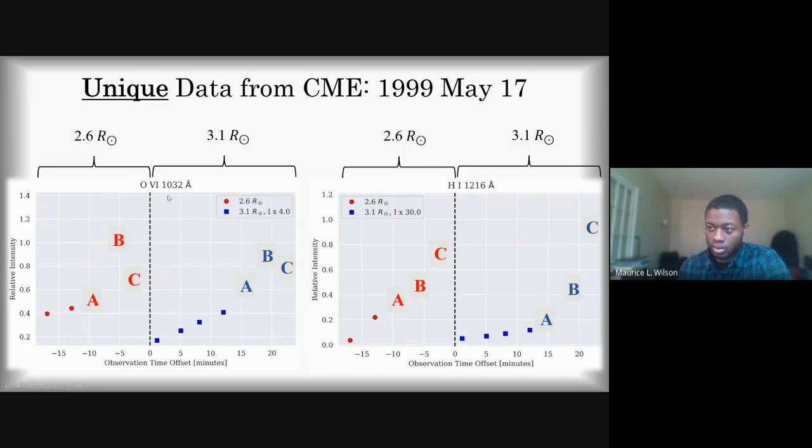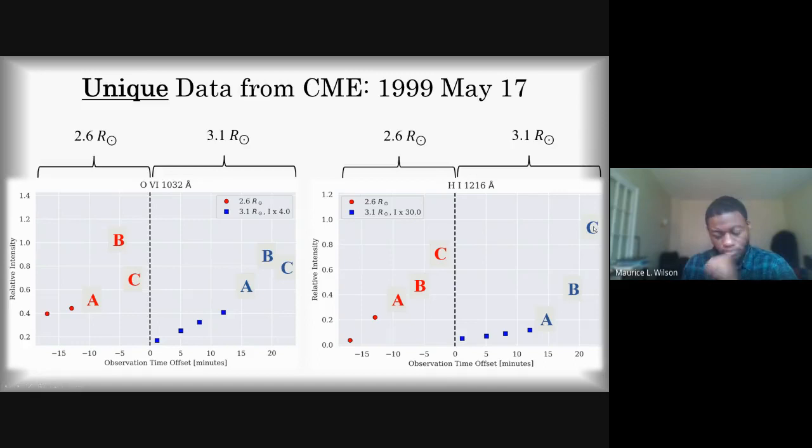It was brightest in 1032. But different ions are going to behave differently. Neutral hydrogen behaves differently than oxygen 6, so it's natural they will get a different pattern. But nonetheless, consistency is important. So the pattern is consistent. Gradual increase between A, B, and C. And then once again, at the 3.1 height, A, B, and C, gradual increase.